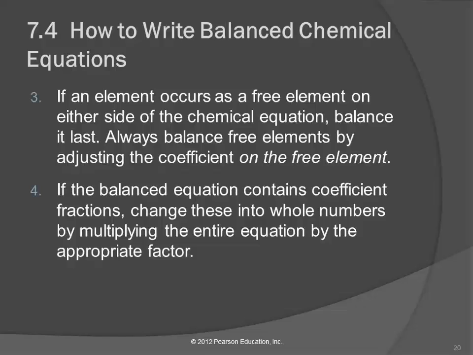The third one is also a guideline. If an element occurs as a free element on either side of the chemical equation, save that one for last. Because when you adjust that one, you're not going to mess up anything else, and we'll see an example of that. So in that first example that we had, oxygen, O2, on the left side. That's an element by itself. When you're balancing, you want to save those for the end. It'll just be easier that way.